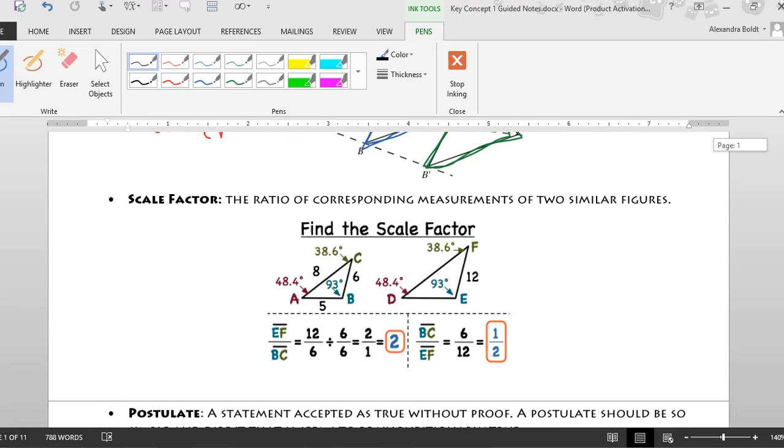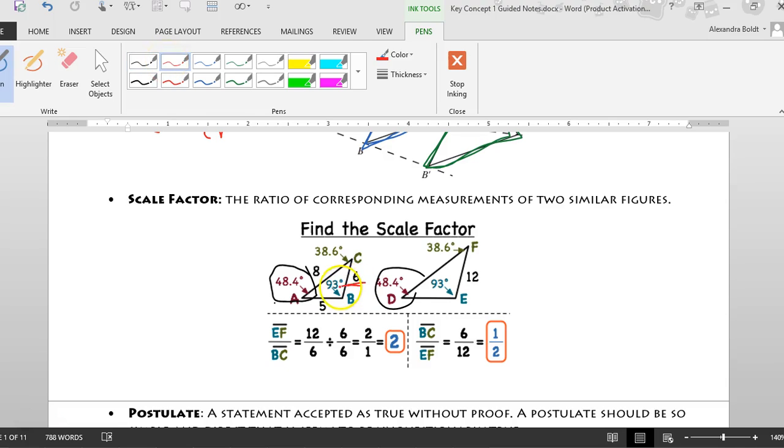Our next vocab word is a scale factor. It's the ratio of corresponding measurements of two similar figures. Now remember, these are similar figures, so if you look here, my angles are the same, just like we said, right? When we have similar figures, the angles are the same. What changes is the side lengths.